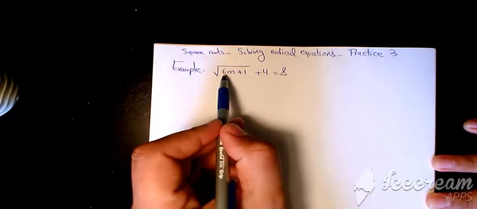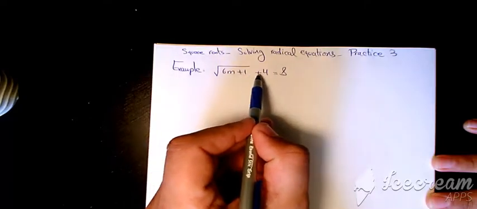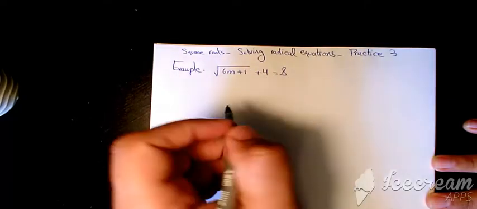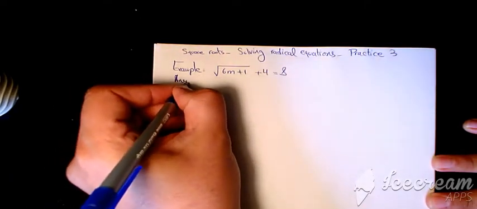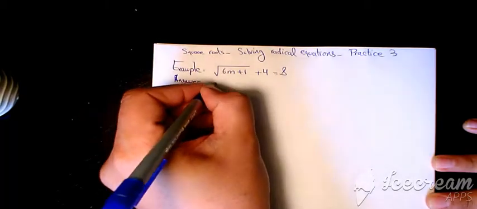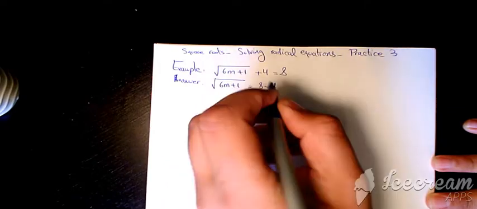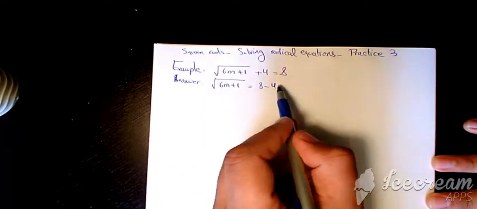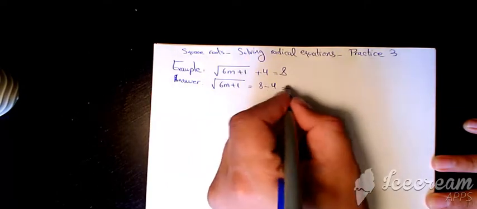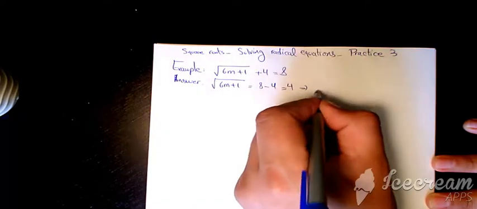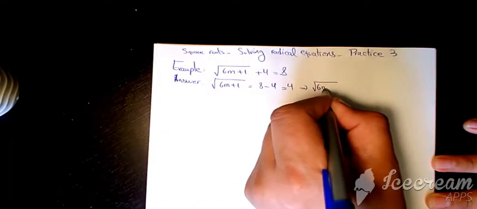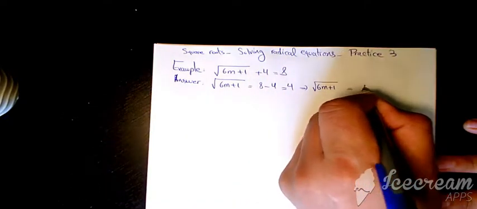First example is square root of 6m plus 1, plus 4 equals 8. Answer is square root of 6m plus 1 equals 8 minus 4. You move 4 to the right hand side, it will be negative, so 8 minus 4 is 4. Then we have square root of 6m plus 1 equals 4.